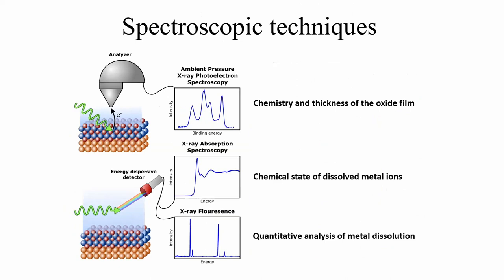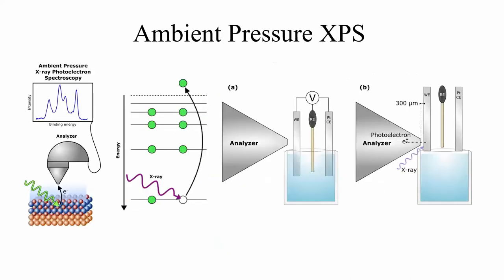So from the XPS, we get the chemistry and thickness of the oxide film. From the absorption spectroscopy from the electrolyte, we get the chemical state of the dissolved atoms. So this is very important for us. And from the XRF, we can make a quantitative analysis of the metal dissolution by comparing to known solutions.